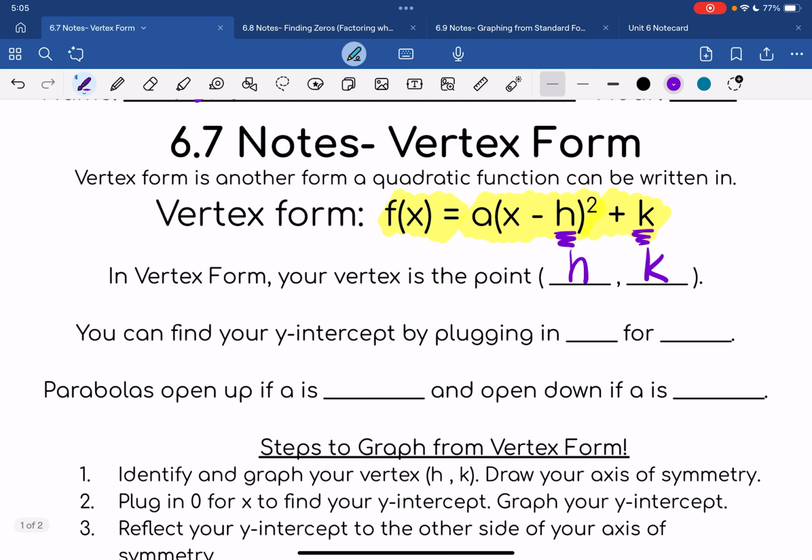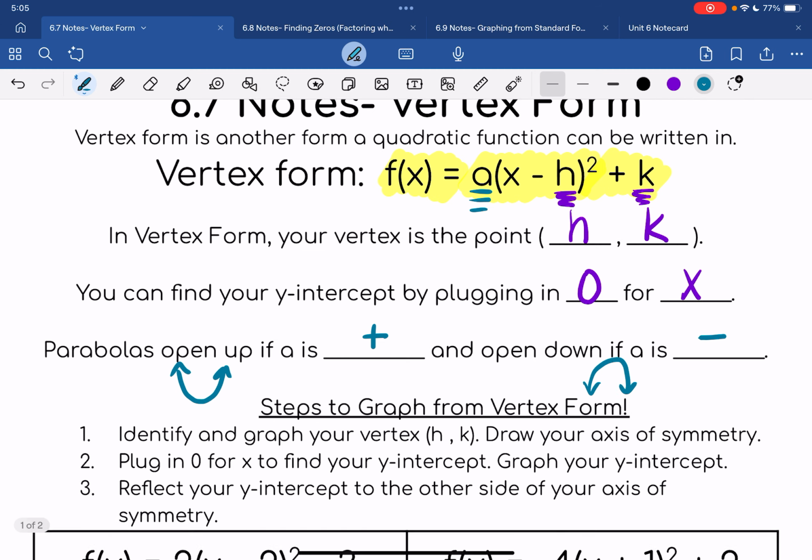Then we can find our y-intercept by plugging in 0 for x, because our y-intercept is always where x equals 0. And then we are going to use those 2 points, plus we'll reflect our y-intercept. We're just going to use those 3 points once we get them graphed to graph our parabola. One more thing we can know is we can use this a value right here to know whether our parabola is going to open up or down. The parabola opens up if that a is positive, so opening up looks like this. It opens down if that a value is negative, so opening down would look like that.